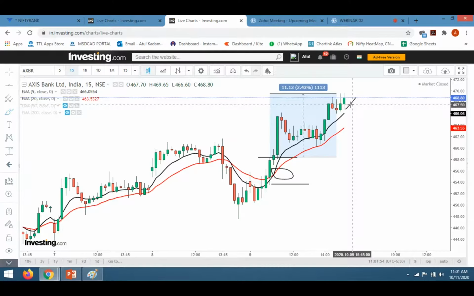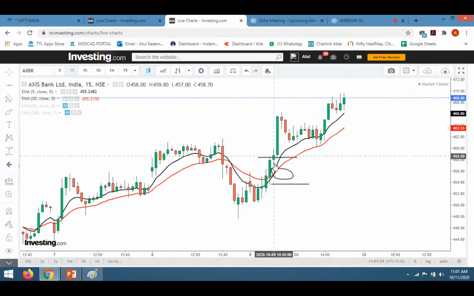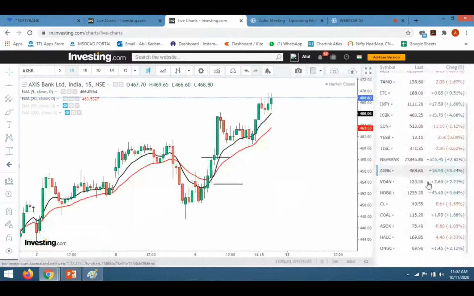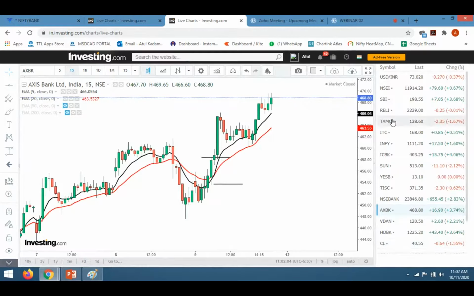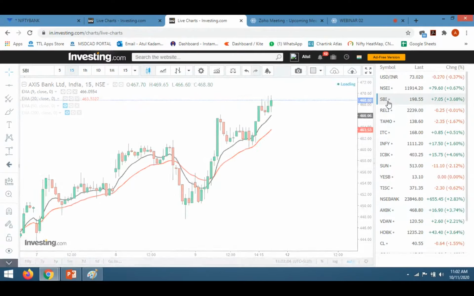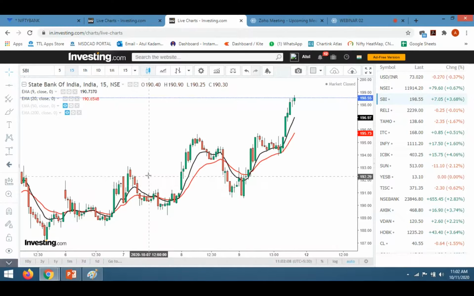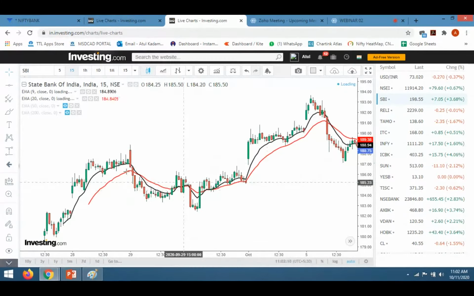Yes, clear. So hope you guys understand how to buy on the moving average crossover and how to sell. Okay, so let's take one or two more examples so people will understand. So SBI. We'll go into the past also, history also.